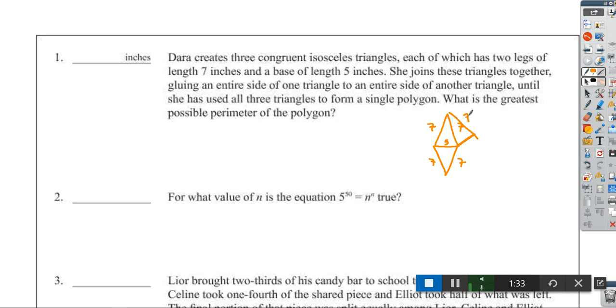So here's a 7 and here's a 5. And I can't do this any other way. It doesn't matter if I put this triangle here or here or here or here. I'll still end up with the same perimeter. So I have 4 groups of 7: 1, 2, 3, 4. So that's 28 plus a group of 5, and that gives me 33.